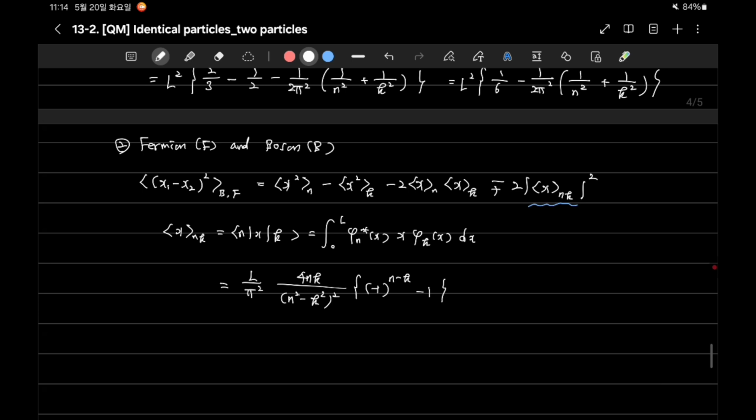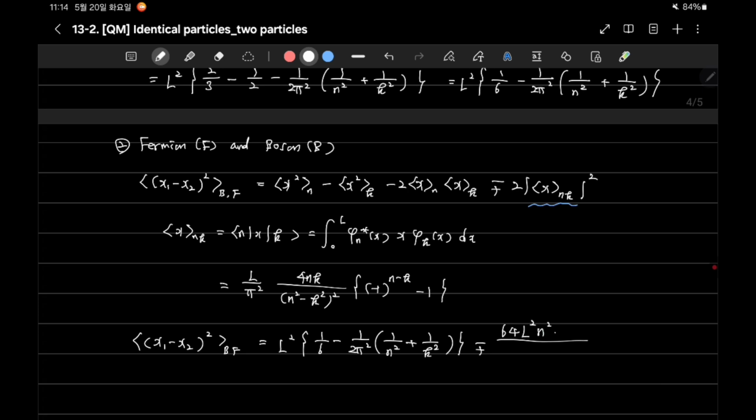So, in the fermion and boson case, the dispersion x1 minus x2 square for boson and fermion, the result is L square times 1/6 minus 1 over 2 pi cube, 2 pi square, 1 over n square plus 1 over k square, minus or plus 64 L square n square k square over pi to the 4, n square minus k square to the 4, and 1 minus 1 to the n minus k case.